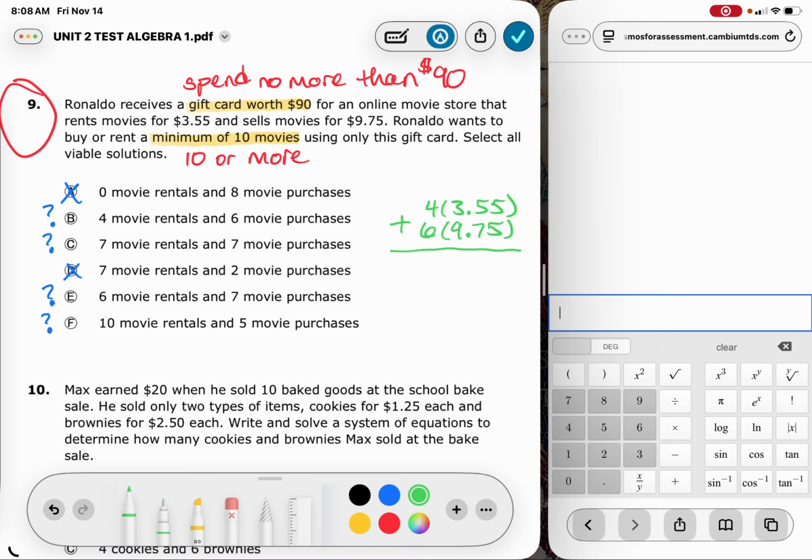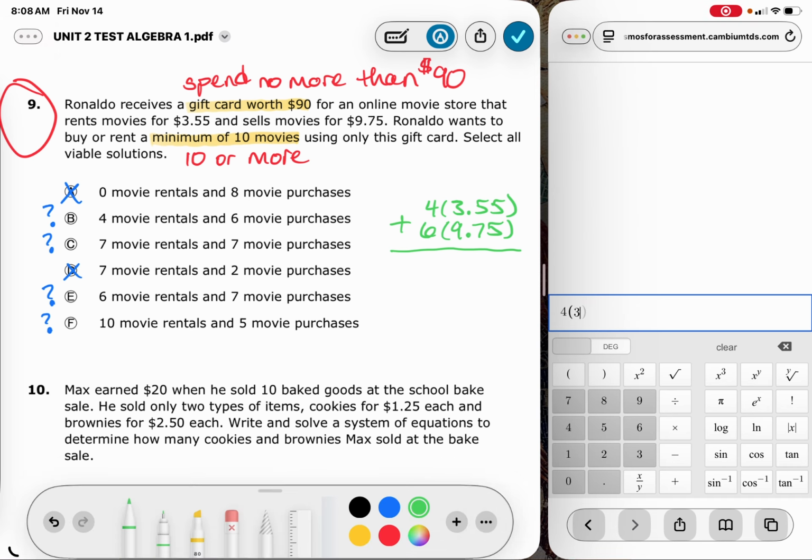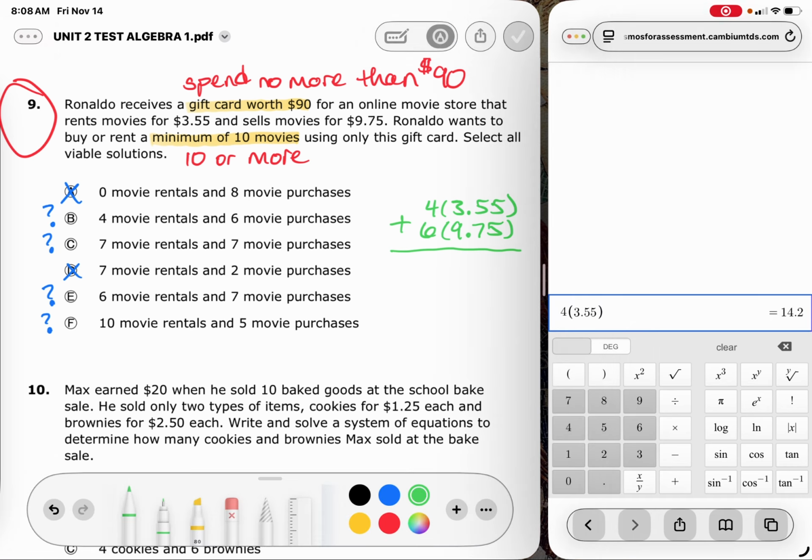So in the calculator over here to the right, I'm going to do 4 parentheses 3.55 plus 6 parentheses 9.75 and close it. That actually equals $72.70. So this is one of our answer choices here, okay? Because it does say select all, which means that there's going to be more than one correct answer. So once again, 4 movie rentals and 6 movie purchases totals $72.70, which is less than 90, but that's at least 10 movies, so that's an answer.